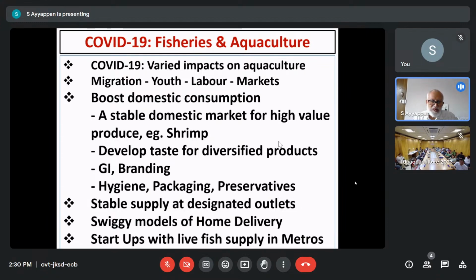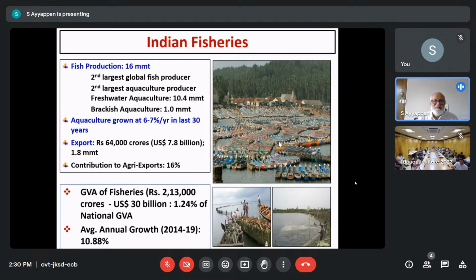Then some Swiggy models also came up for home delivery when it comes to fish. Earlier they were not there. Many startups came up with live fish supply in the metros. So these are some of the spin-offs during the 2 to 3 years of COVID time that we are trying to capture and standardize as possible models.